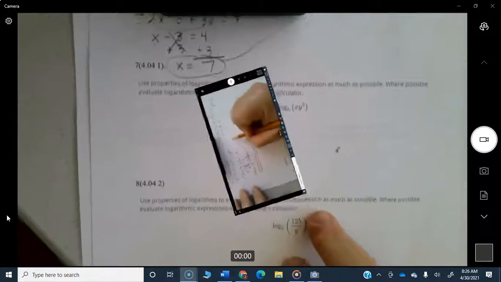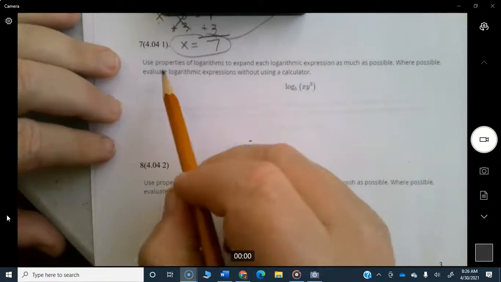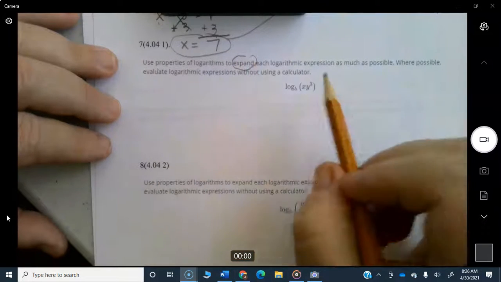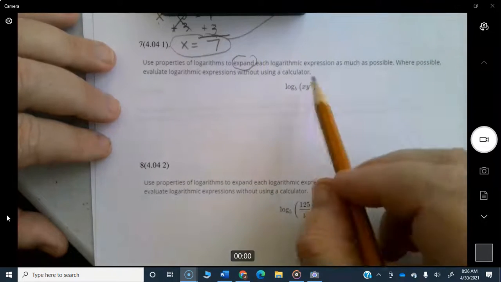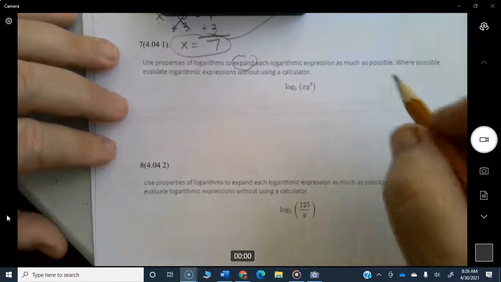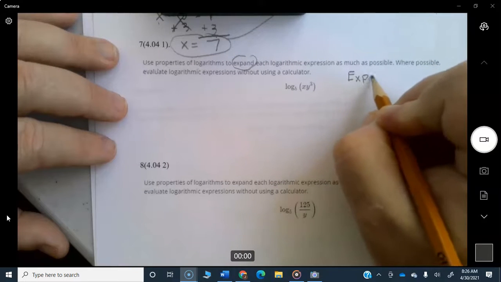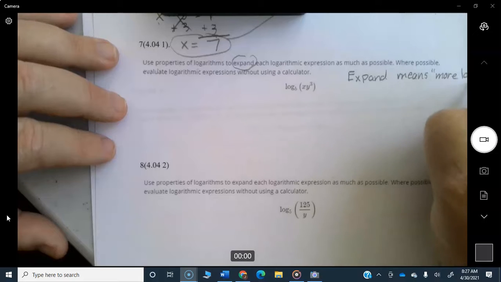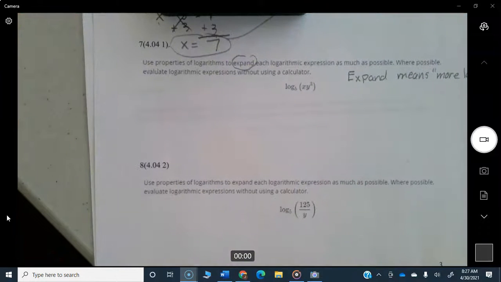Alright, let's keep going. Now we're getting into a different type of problem. Use properties of logarithms to expand. That's the key word. Each logarithmic expression as much as possible, and then evaluate with a calculator if you can. So expand means, I'll just use the simplest language I can, it means more log. You want the word log to appear as many times as possible.